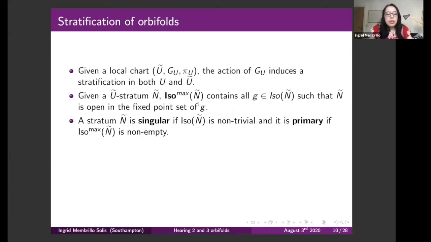And a stratum N tilde is singular if iso of N tilde is non-trivial, and we will say that it's primary if isomax of N tilde is not empty. So here, given a stratification, we can again divide our strata into singular strata and regular strata. And this primary thing is just a bit of a subtlety, but we will need it for our results.